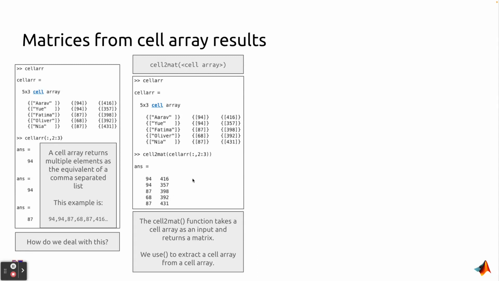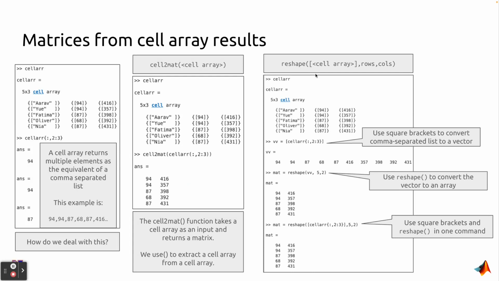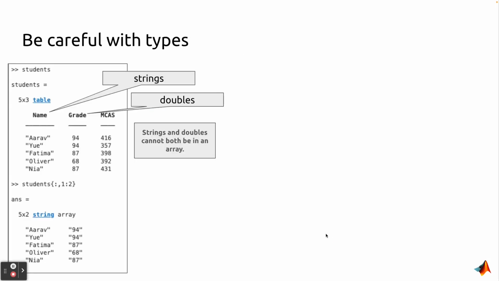If you want to see what cell2mat is doing, think of it with reshape. So we say, again, give me cell array, all rows 2 and 3, and we get back a comma separated list. Between square brackets, that gives us an array, and then we can reshape that array to get the shape we want. Or we can do it all at once in one shot, calling cell array with the square brackets in reshape with the shape we want, which gives us what we want.